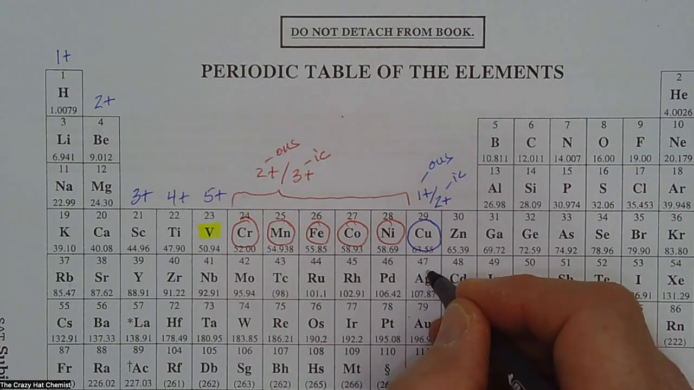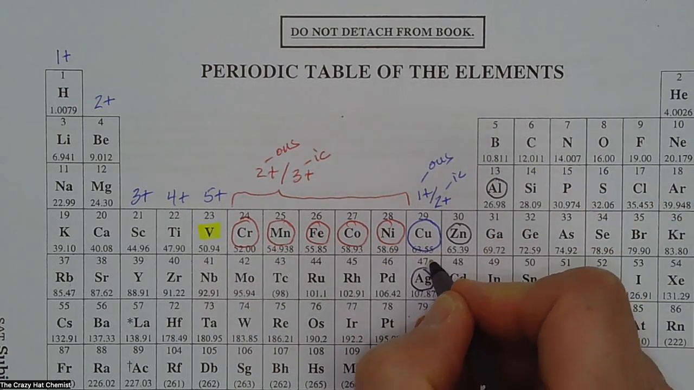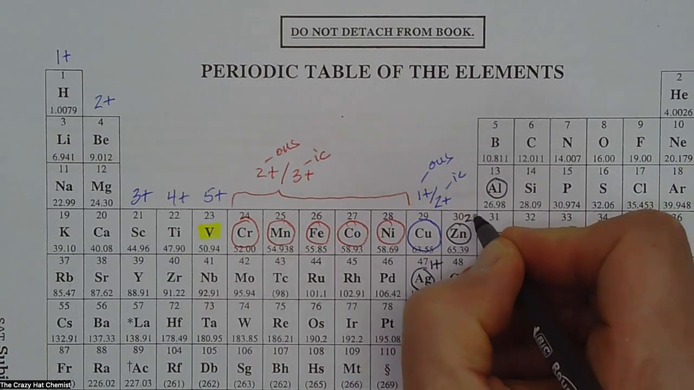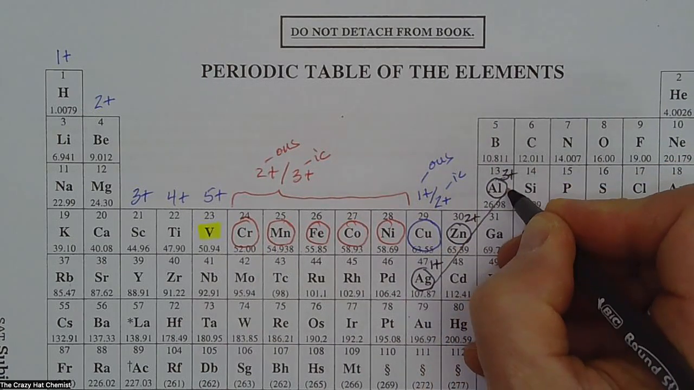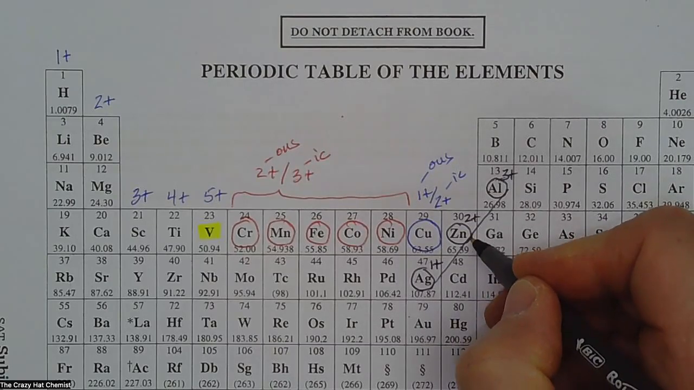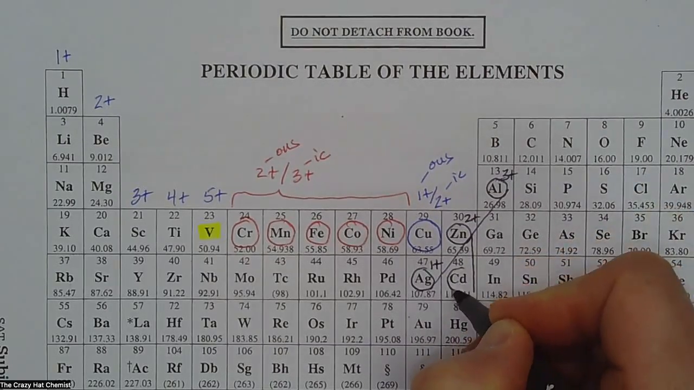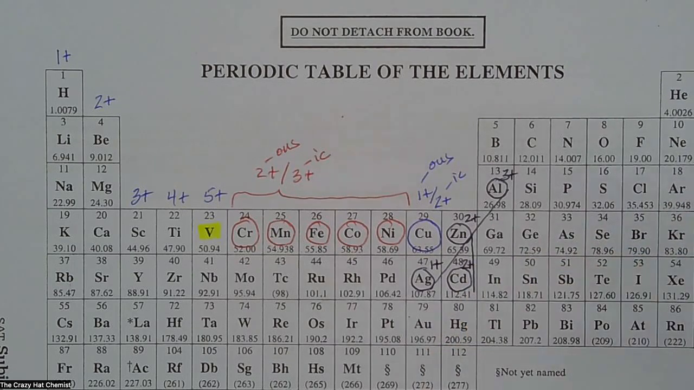Then we have a diagonal pattern right here, and that is silver, zinc, and aluminum. And that is our diagonal pattern right there, and that's a 1, a 2, a 3. Then there's a continuation of this diagonal pattern, and that zinc and cadmium are in the same column, so they're both 2 pluses.